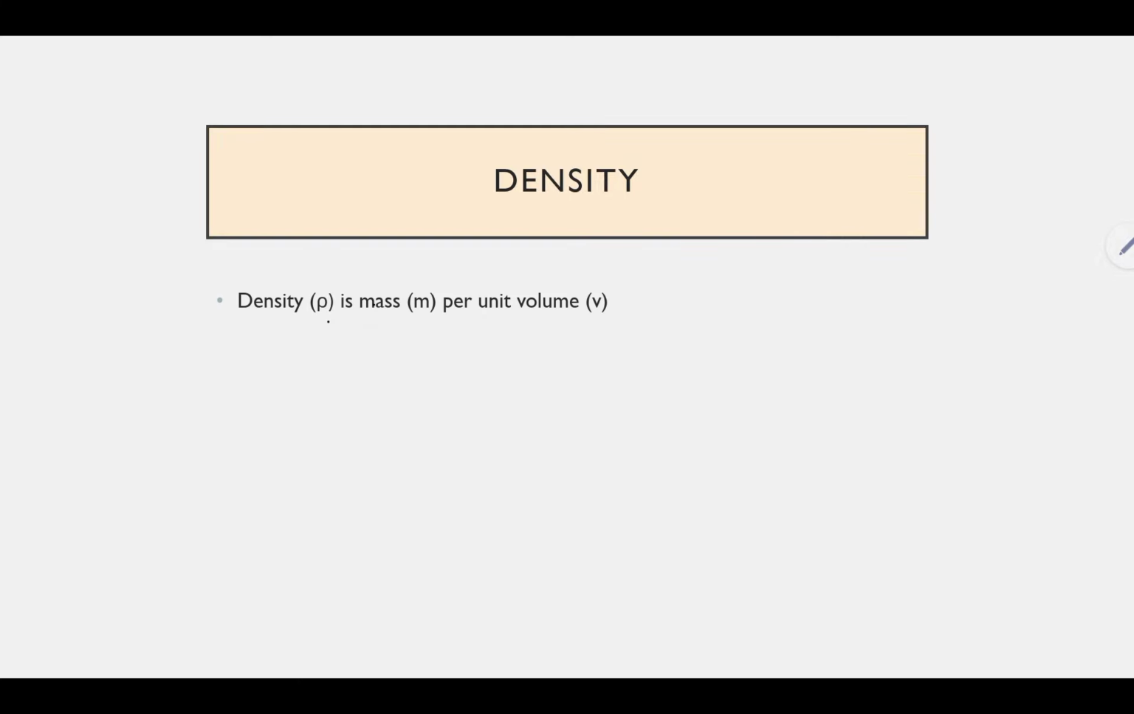Density is mass per unit volume. You have to know the symbols very well, which represent each of the three. As you can see here, this is their equation. The unit for density depends on the unit of mass and the unit of volume. If my mass is in grams and my volume is in centimeter cube, then my density will be in grams per centimeter cube. If my mass is in kilograms and my volume is in meter cube, then my density will be in kilograms per meter cube.